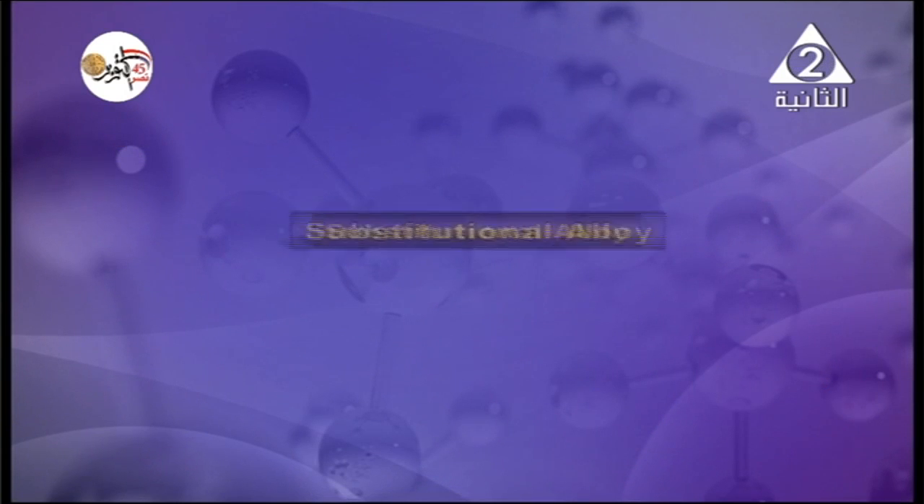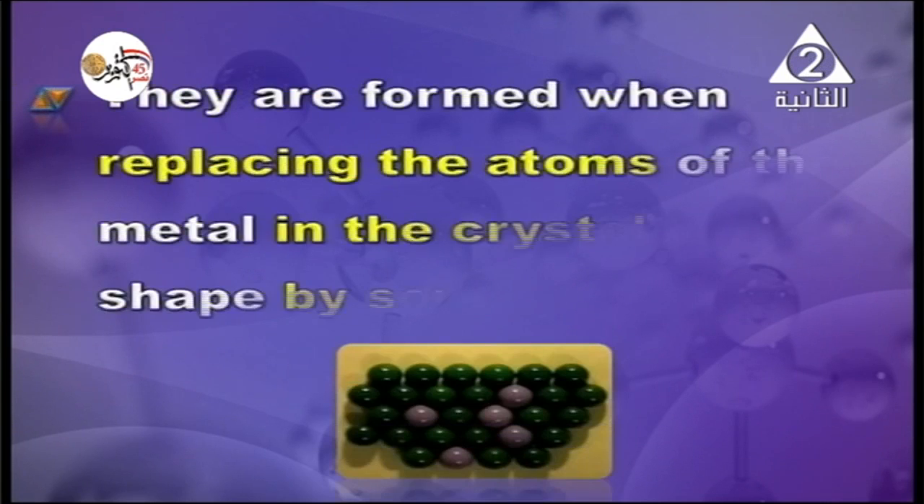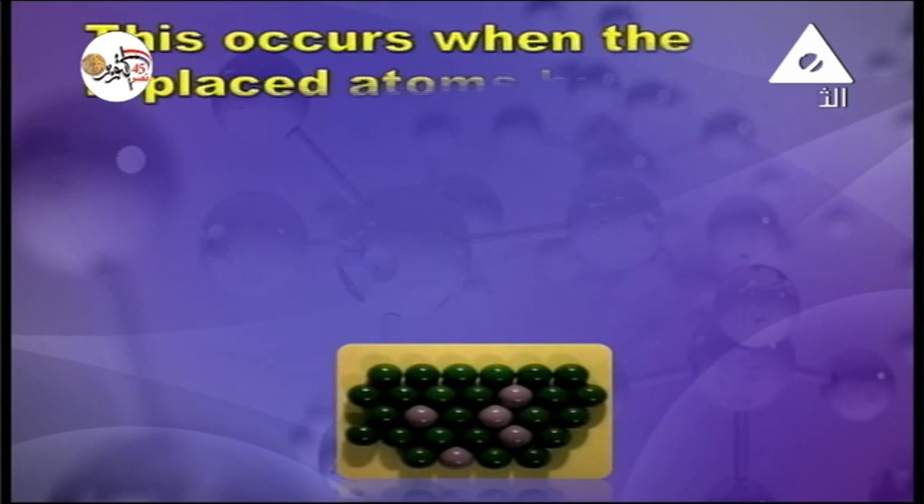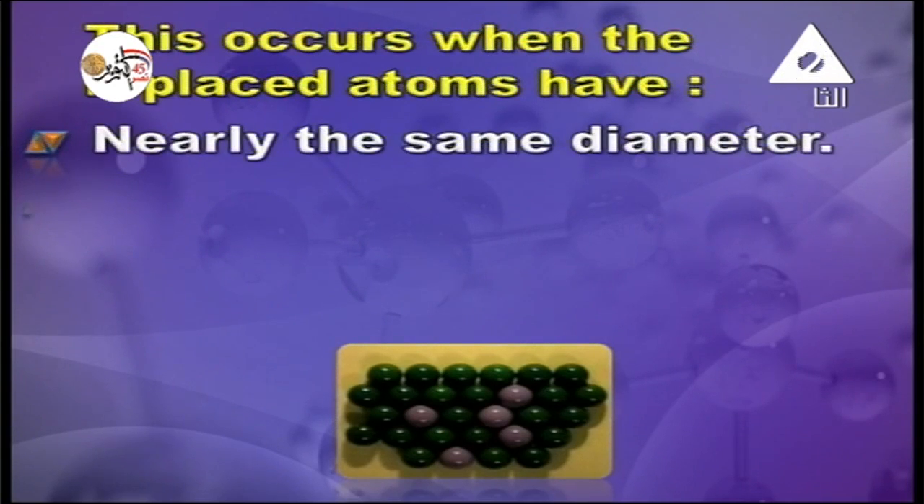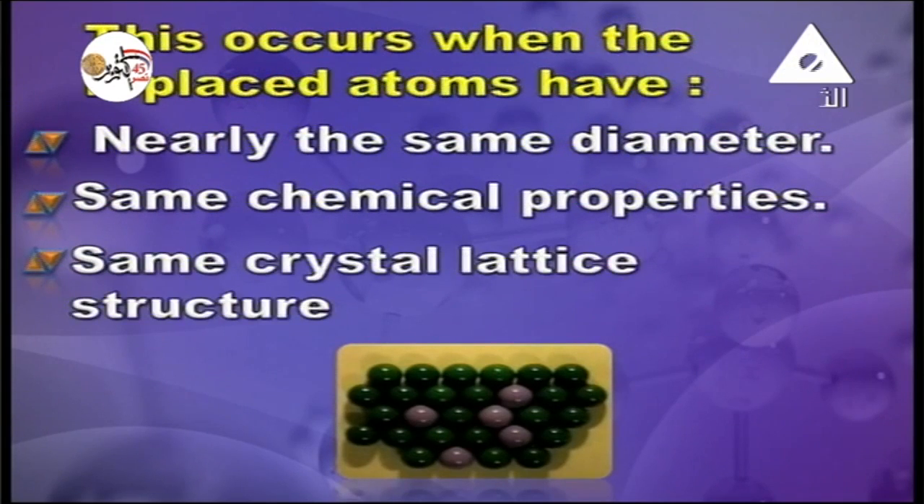Next point, substitutional alloy. They are formed when atoms of the metal in the crystal lattice are replaced by some other atoms. Thus, this occurs when they replace atoms that have nearly the same diameter, the same chemical properties, and the same crystal lattice structure.